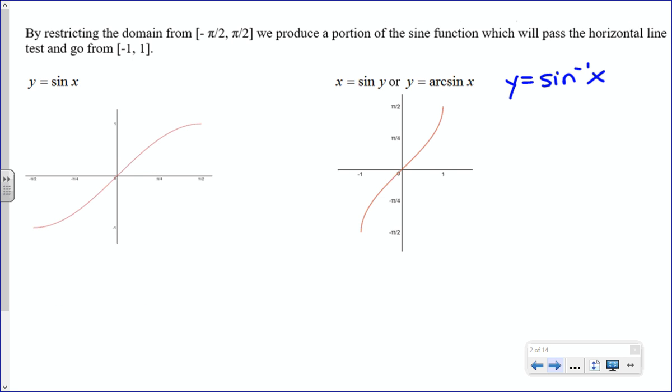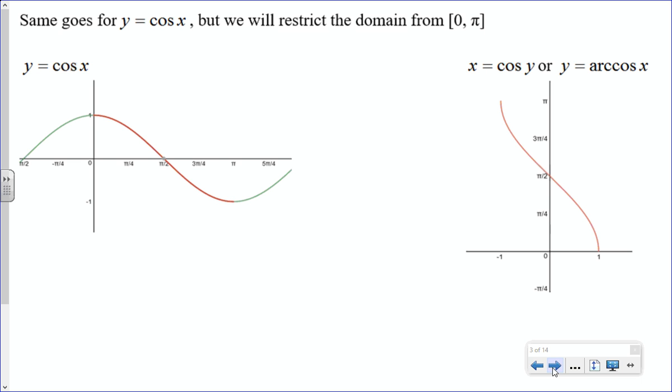So cosine is kind of our oddball. We have to restrict the graph from 0 to pi. Then we have a chunk of graph that passes the horizontal line test, and here is its inverse. Its domain is negative 1 to 1, but its range is 0 to pi. If you remember back to pre-calculus, cosine was the one that was different. We had to keep it in mind. Its range came from quadrants 1 and 2, unlike inverse sine, whose range came from quadrants 1 and 4.